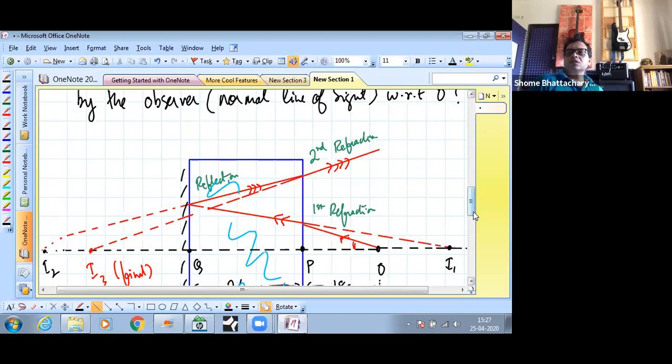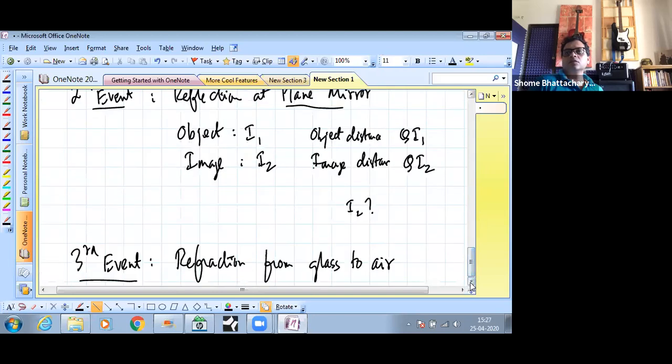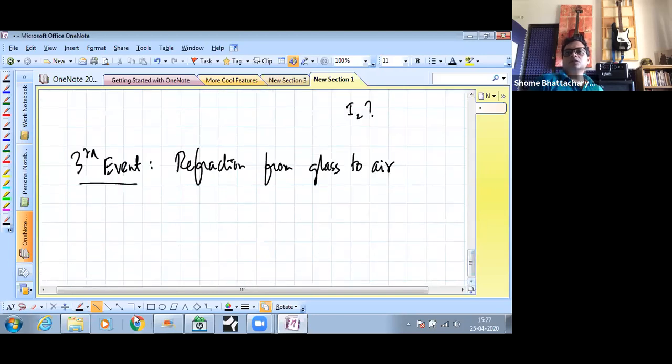at I3. So for this third event, what is the object? It is I2. And what is the image? It is I3. And totally there are 3 events only. So I3 becomes your final image. Okay. So for this, the object is I2. Since it's a refraction at a plane surface, we need that real depth apparent depth formula.